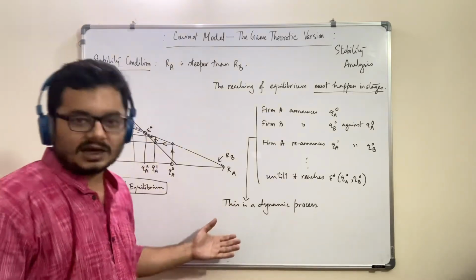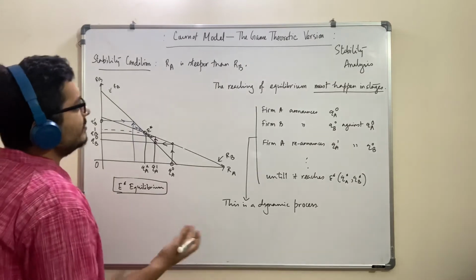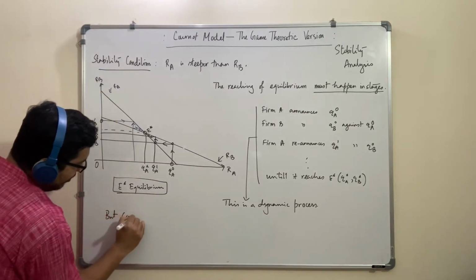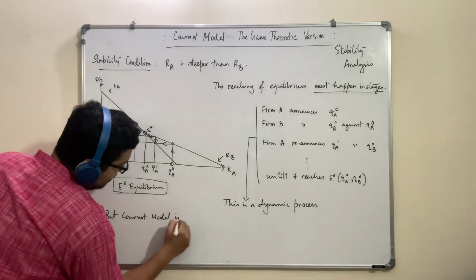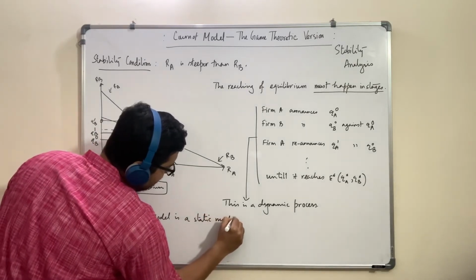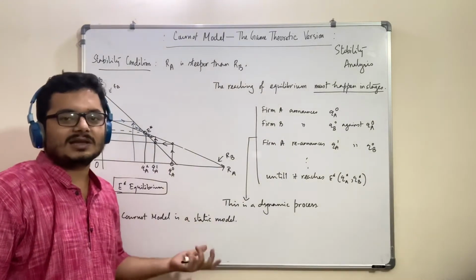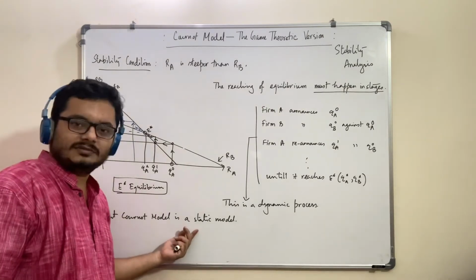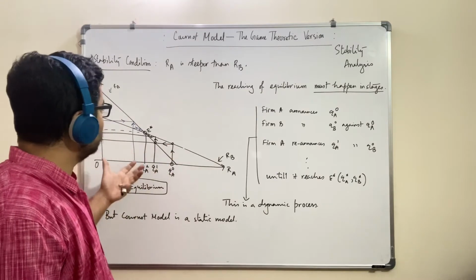And this is a dynamic process. Now, in the Cournot model, where is time? There is no time, right? The Cournot model is a static model, an out and out static model. So where is the problem? I said in the first class that we are dealing with a quasi-static model, we will say. So the static nature of the model is getting lost through this equilibrium reaching process.